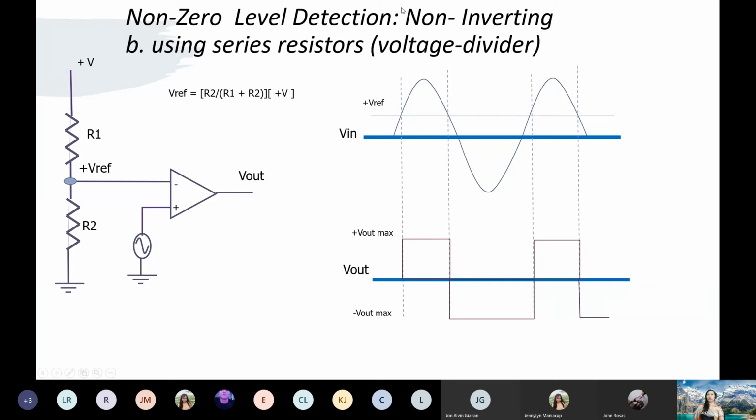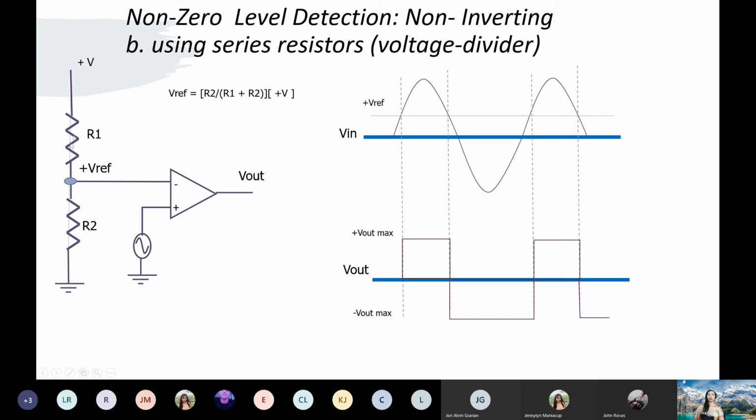Okay. So the second is non-zero level detection. When we say non-zero level detection, you have a Vref other than zero, so your Vref can be either positive or negative voltage. The second non-zero level detection uses series resistors R1, R2, supplied by a positive voltage here, but it could also be negative voltage, class.